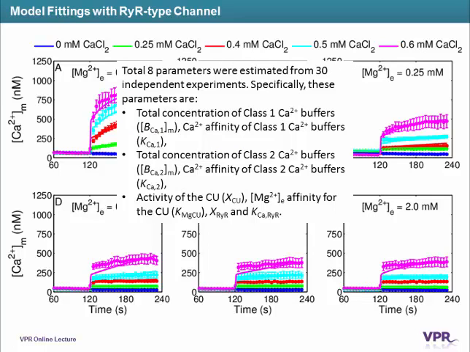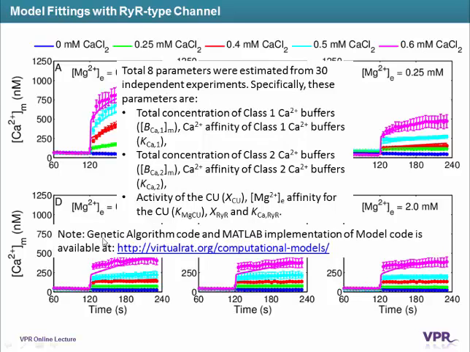So it took us a bunch of parameters to explain this. Eight parameters were used to fit 30 independent experiments, and we used a genetic algorithm for parameter optimization, and the model was implemented in MATLAB, which you can get. All the code is available on the Virtual Rat website.